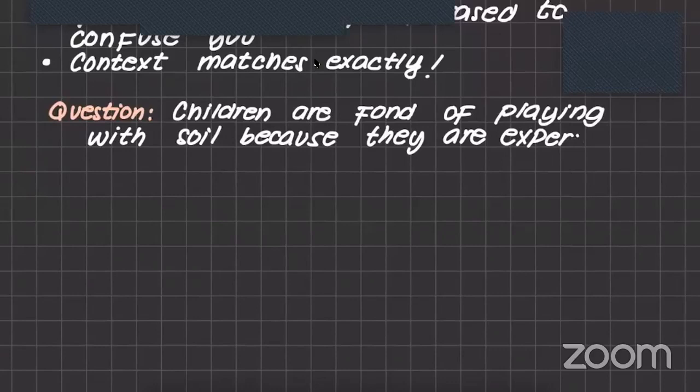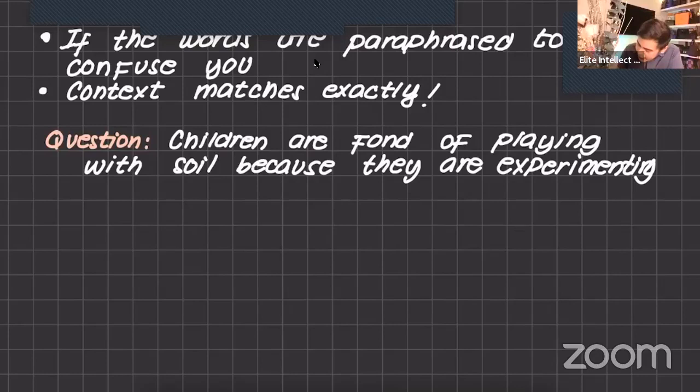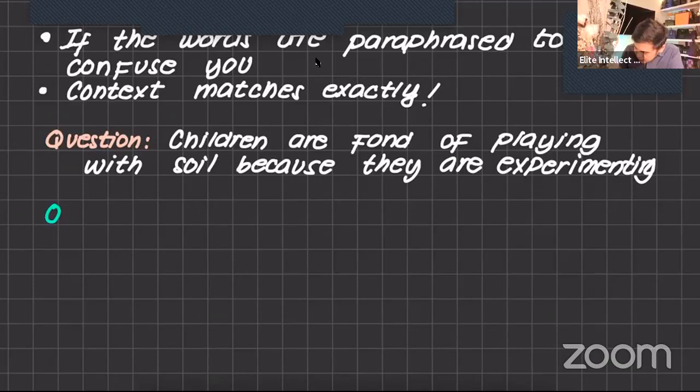Let's take a look at the sample question. Children are fond of playing with soil because they are experimenting. And then you will see here on the passage, you might see something like this.